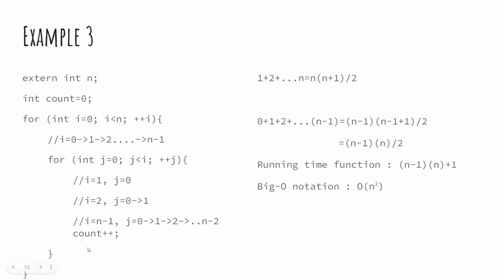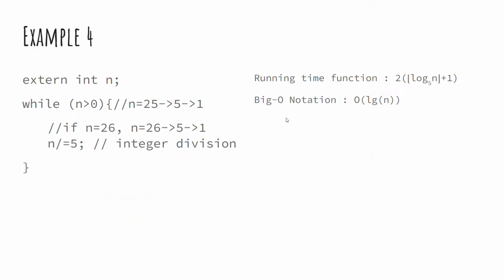And so for every iteration we again have two operations on this line. Count is first incremented by 1, and then that value is assigned to the variable count. So the running time function of this example is n minus 1 times n plus 1. And the big O time complexity of this example comes out to be big O of n squared, because when we simplify this, we'll get n squared minus n plus 1. So big O of n squared minus n plus 1 comes out to be big O of n squared again.